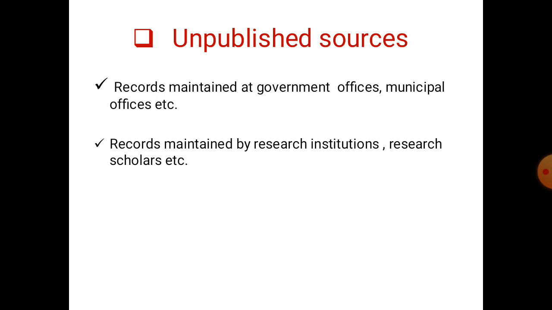Now we will see unpublished sources. See, unpublished sources may not be readily available and easily accessible compared to published sources. Some of the unpublished sources are records maintained at government offices, municipal offices, etc. From municipal offices you can get the information regarding birth, death or marriages, etc. Next, records maintained by research institutions, research scholars, etc. These are unpublished sources of secondary data.